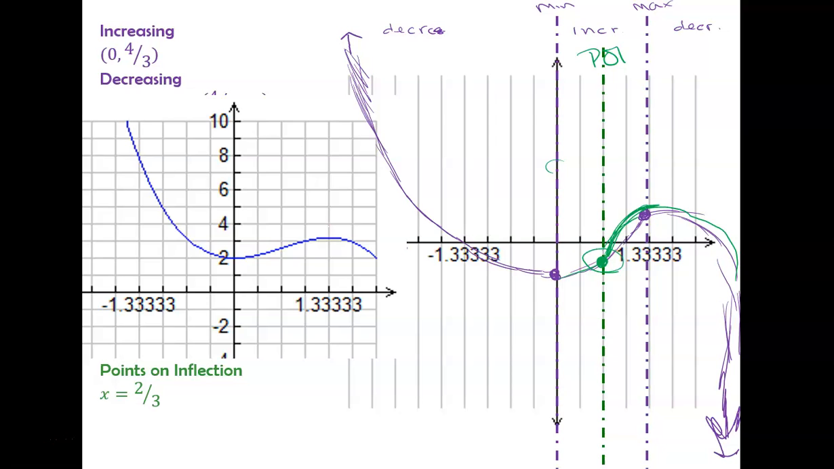Some people are able to look at their sign charts and say, okay, I need to draw decreasing and concave up and decreasing and concave down at the same time and keep track of all that. I just am not. For me, it's easier to just do a sketch with increasing, decreasing, and then make any adjustments that I need using my information about the second derivative. Okay. I hope that helps you.